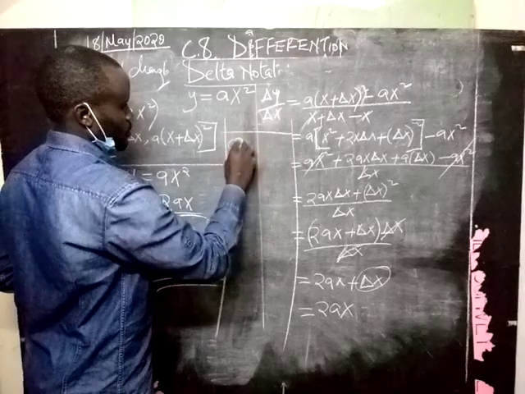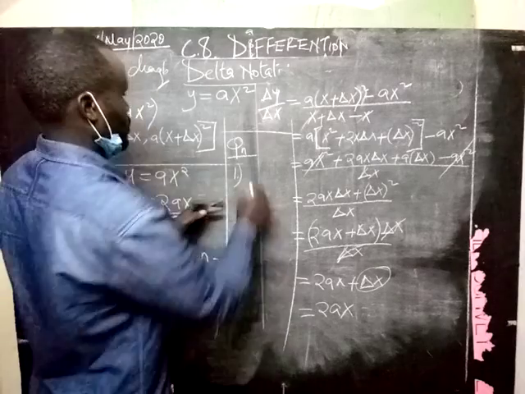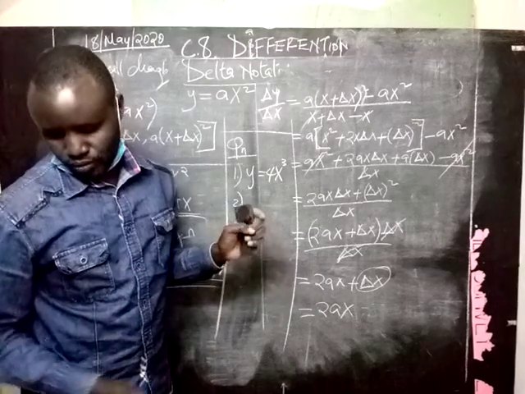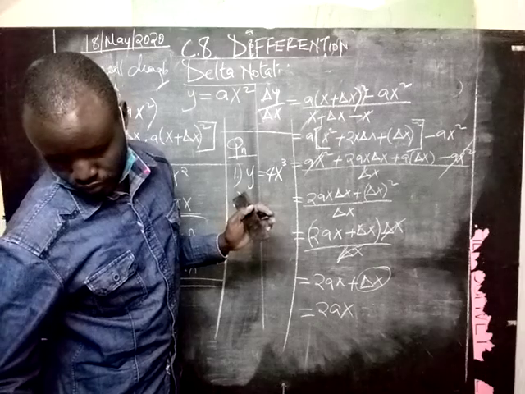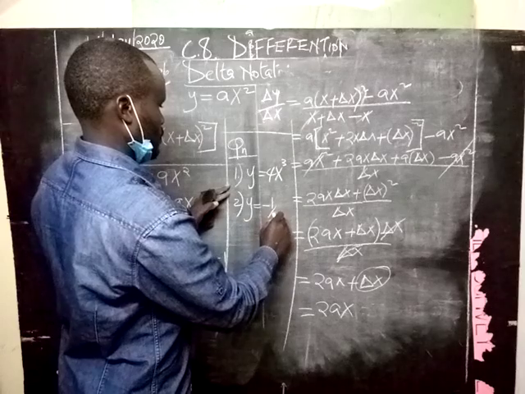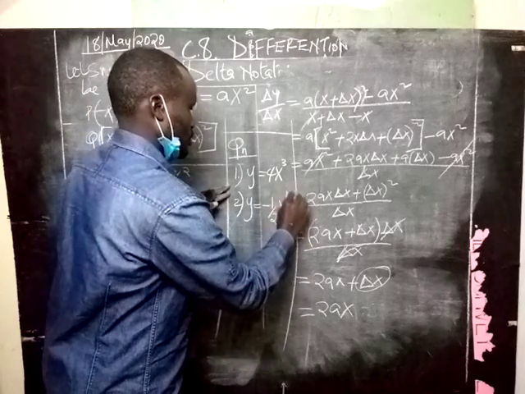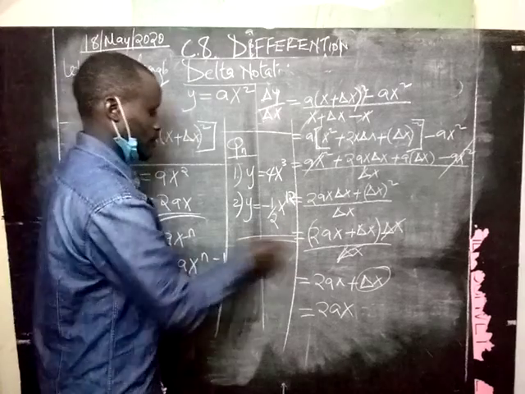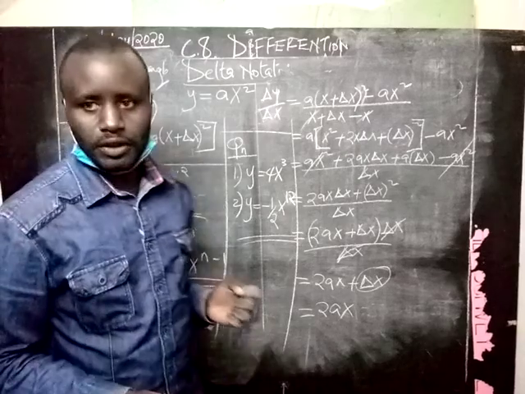These are questions. 1, I want you to have y equals 4x raised to 3. 2, y equals negative half x raised to 12. Can you find the derivative of that one using the concept I've given you here?